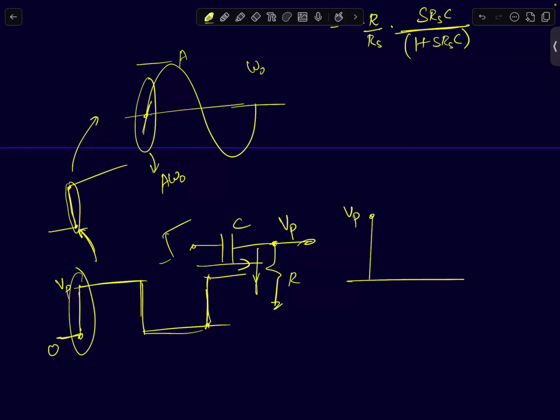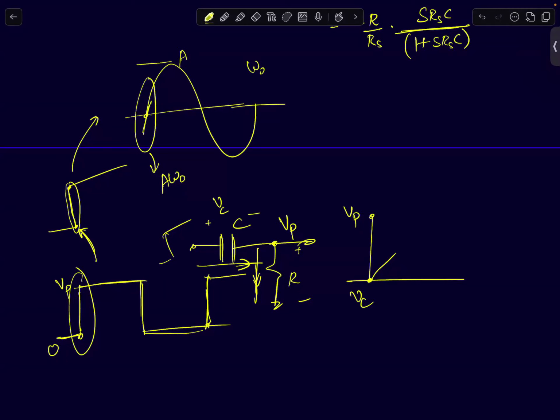It starts charging. So initially the capacitor voltage was 0. Now as soon as current starts flowing, the capacitor voltage will start charging. The capacitor voltage will start at 0, and then it will slowly start charging. What will happen to the voltage across the resistor?